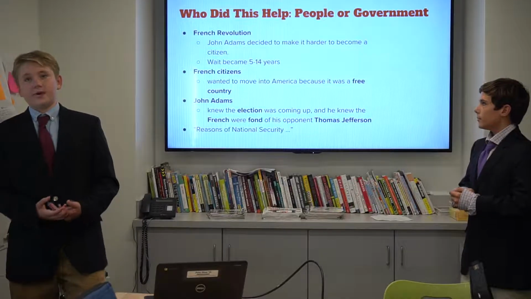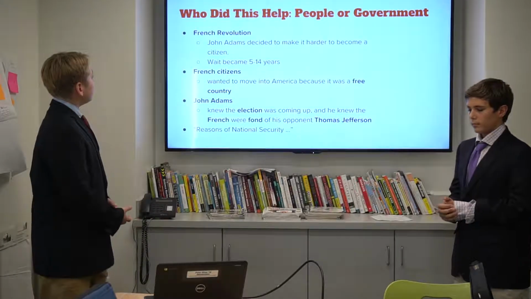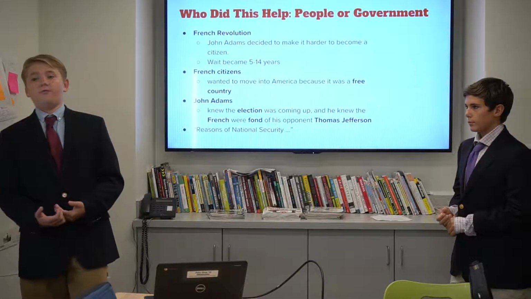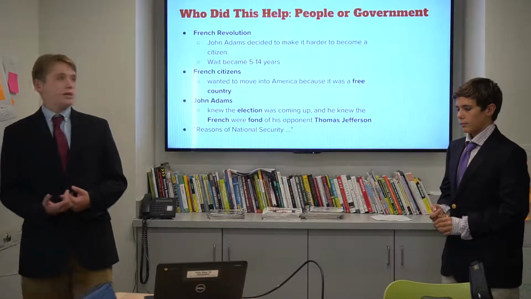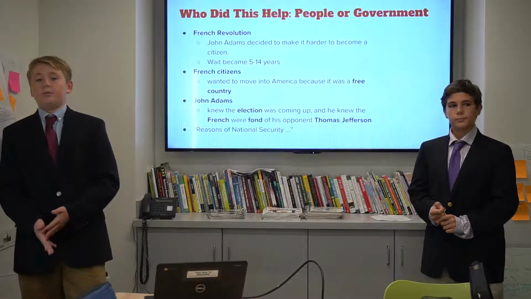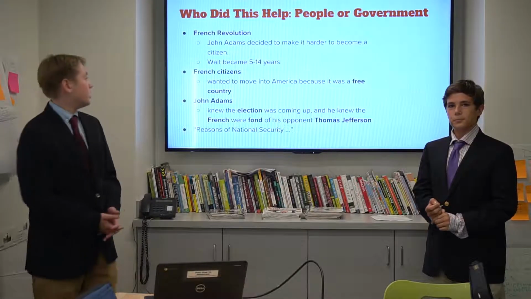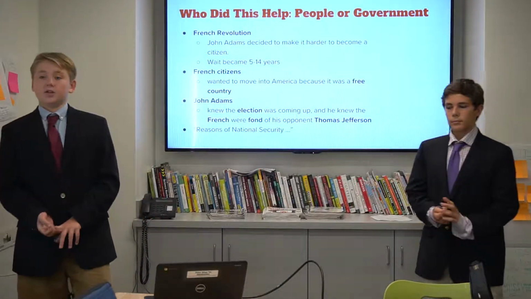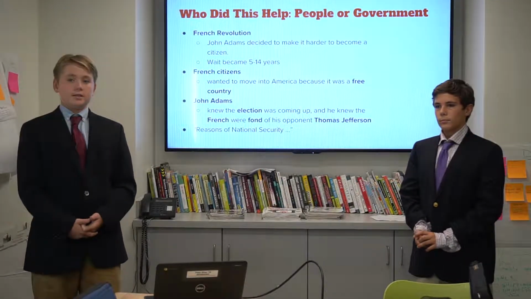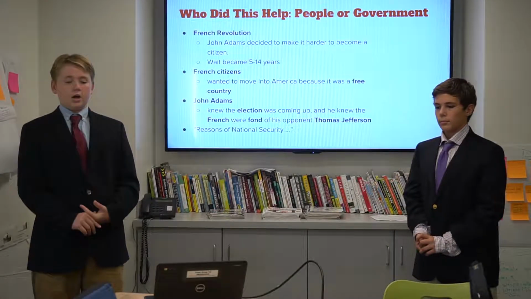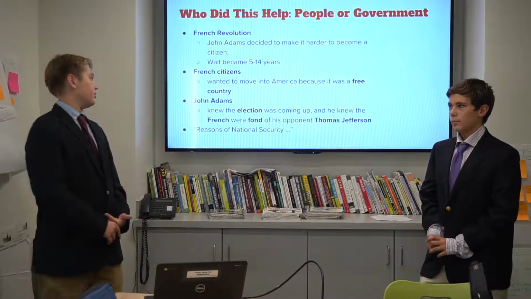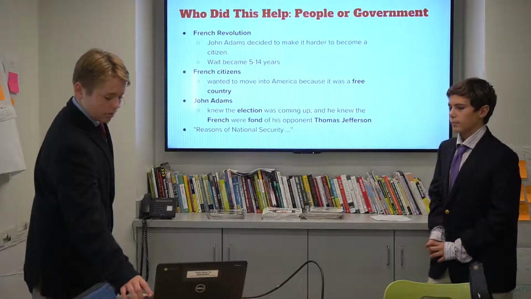And so who did this help? The people or the government? So there's the French Revolution. John Adams decided to make it harder, like a 5 to 14 year wait to become a citizen. The French citizens wanted to move into America because it was a free country and to get away from what was happening in France during the French Revolution. And John Adams knew that the election was coming up against Thomas Jefferson as vice president, and he knew that was his biggest opponent, and that Thomas Jefferson really loved the French. The French loved him. Thomas Jefferson designed his house after the French, the way they designed buildings.